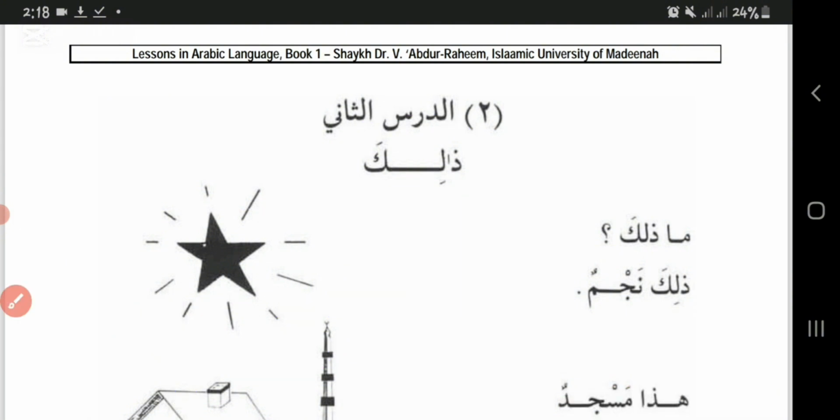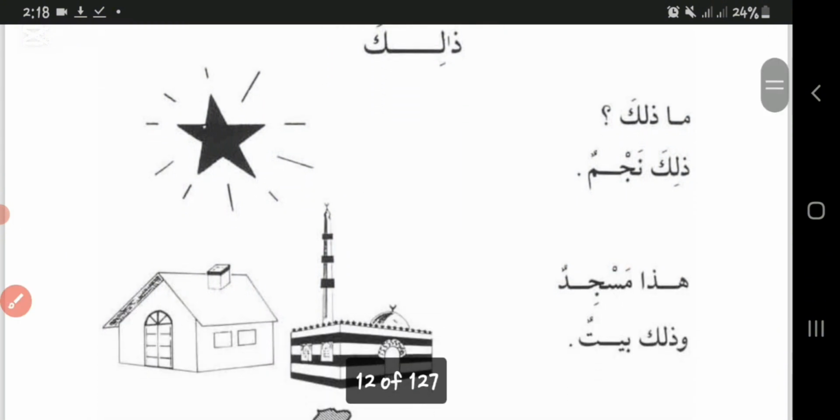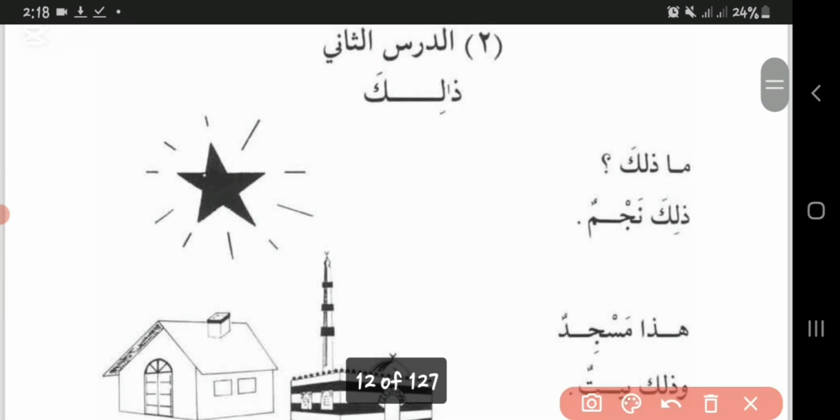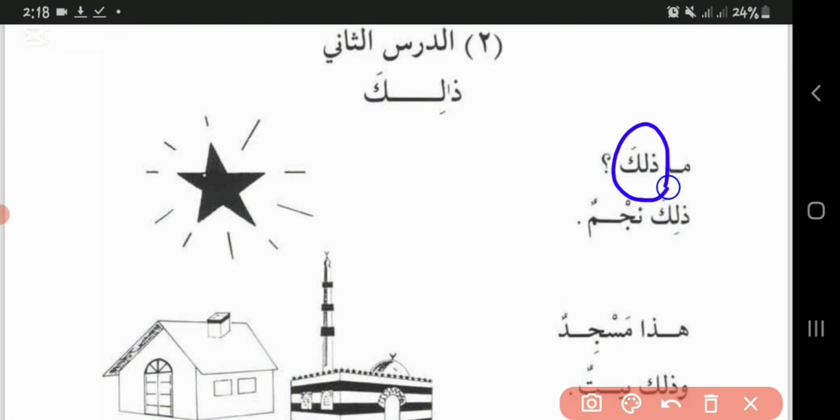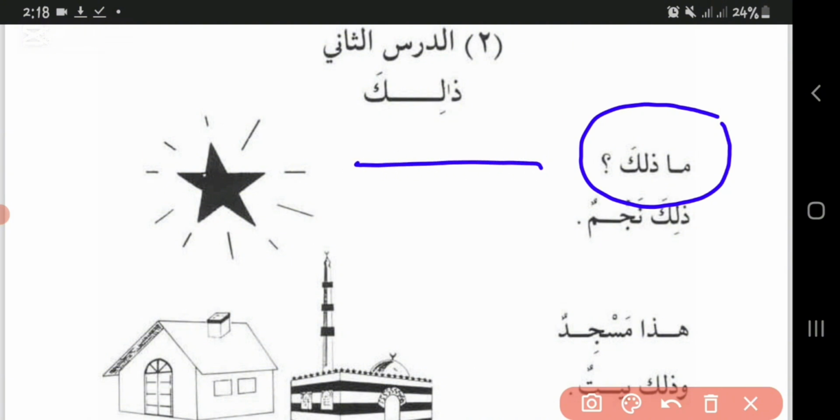That. So do not forget, in the previous lesson we discussed what ma refers to. We said ma refers to what. Then dhalika, we said, refers to that. So when we join the two together, ma dhalika would mean what is that? Ma dhalika, what is that, referring to this picture.